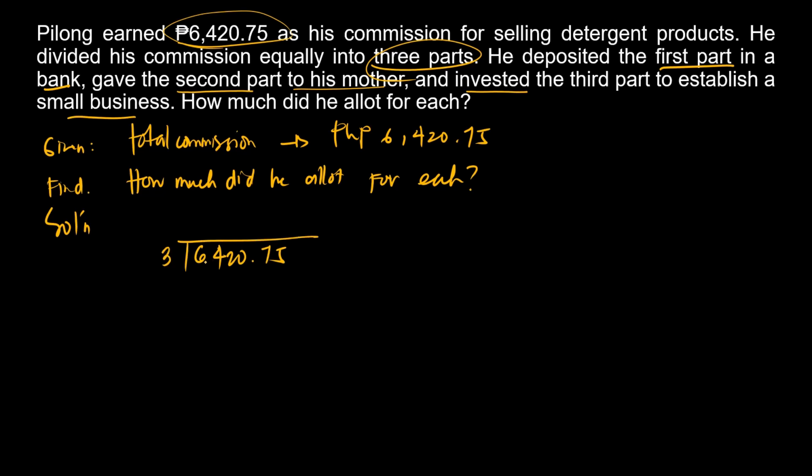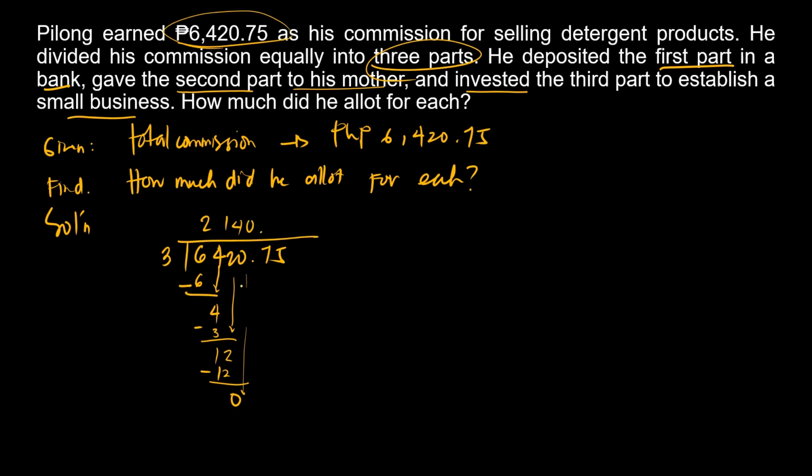So, 3 divided by 6, we have 2. 2 times 3, you will have 6. Subtract them is 0. Bring down 4. 4 divided by 3 is 1. 1 times 3 is 3. Subtract, the answer is 1. Bring down 2. 12 divided by 3, you will have 4. 4 times 3, you will have 12. Subtract them, the answer is 0. Then bring down 0. 0 divided by 3 is 0.